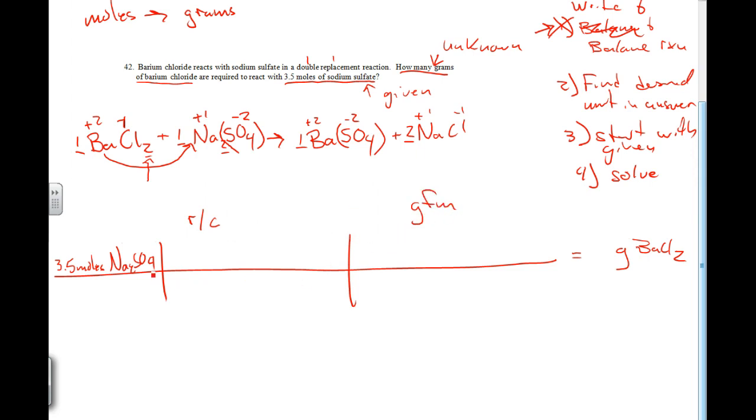The ratio of coefficients is where I go from what I'm given, that's moles Na2SO4, to what I want. So that has to be moles BaCl2. Now ratio of coefficients is always mole over mole. Always. So just remember that.